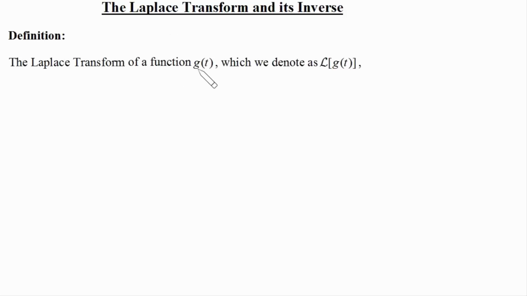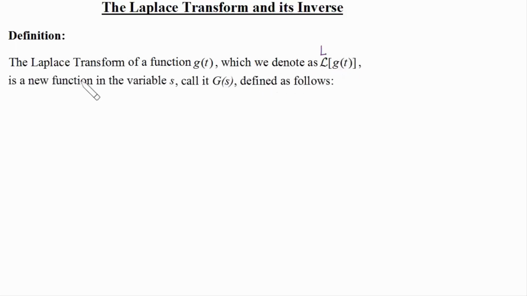So suppose we have some function g of t, and I want to mention that t is the usual variable we use when we take Laplace transforms as opposed to x. It's customary to use t. So the Laplace transform of a function is denoted like this. This is some kind of a curly L. And what it is, it's a new function, but in a different variable, s usually, big G of s. So the convention is that if we transform little g, we get big G, and little f would get big F, and so on. So we define as follows.